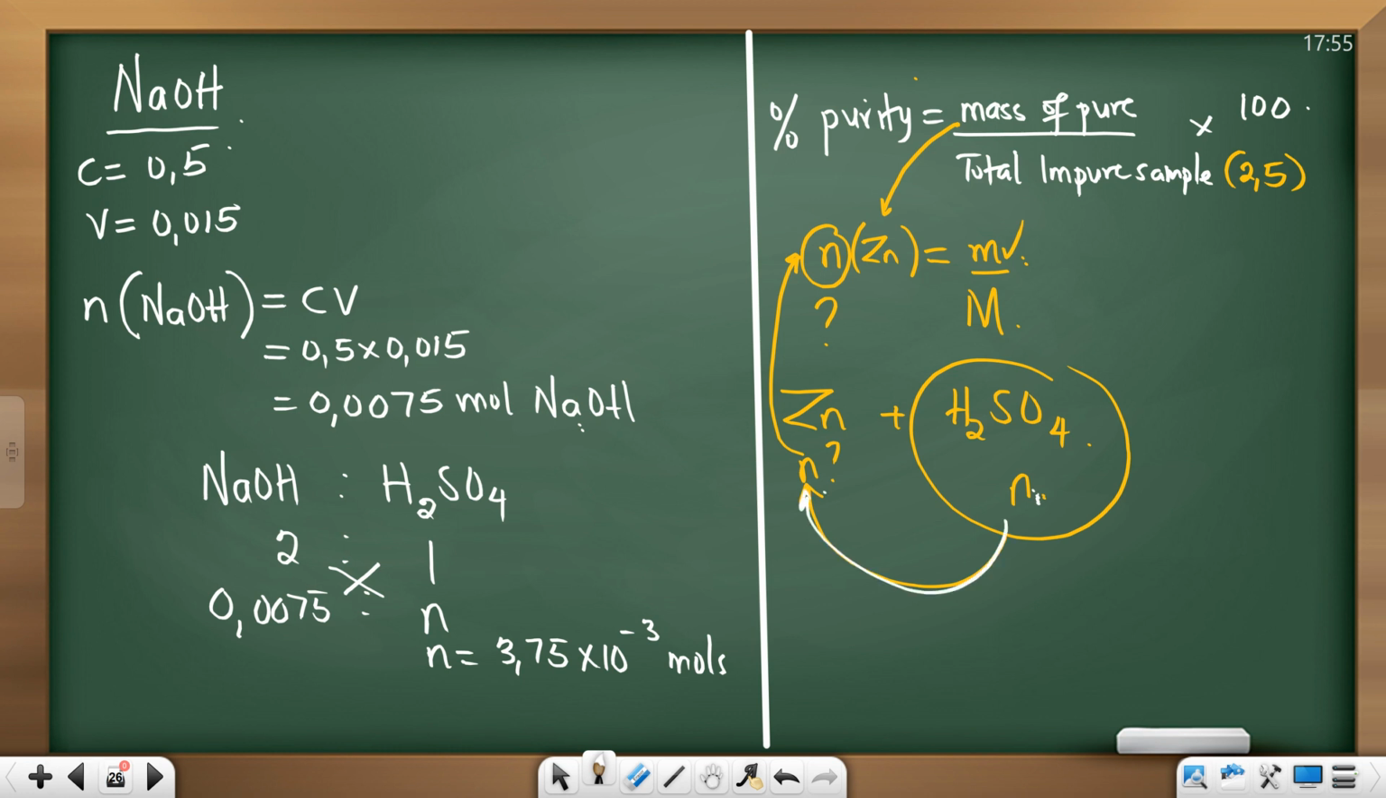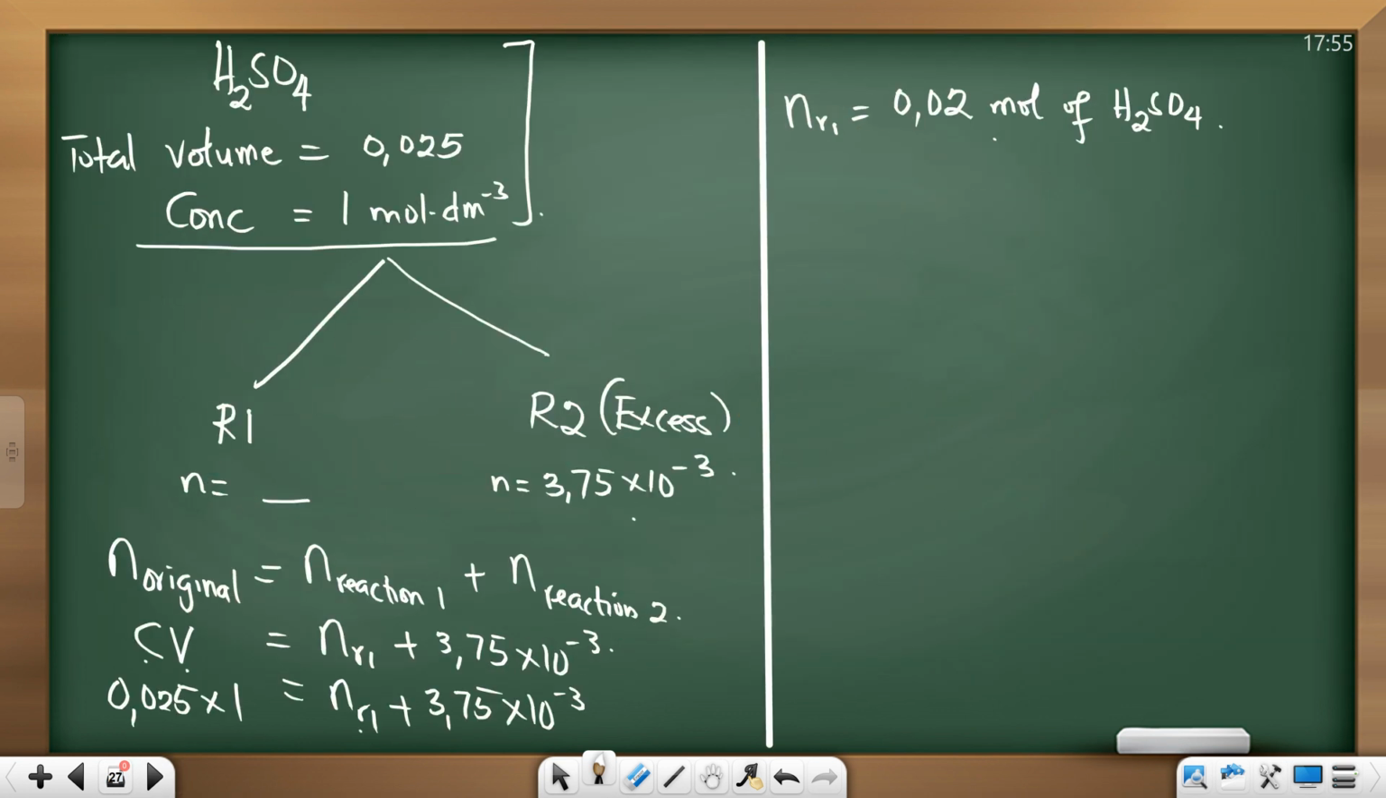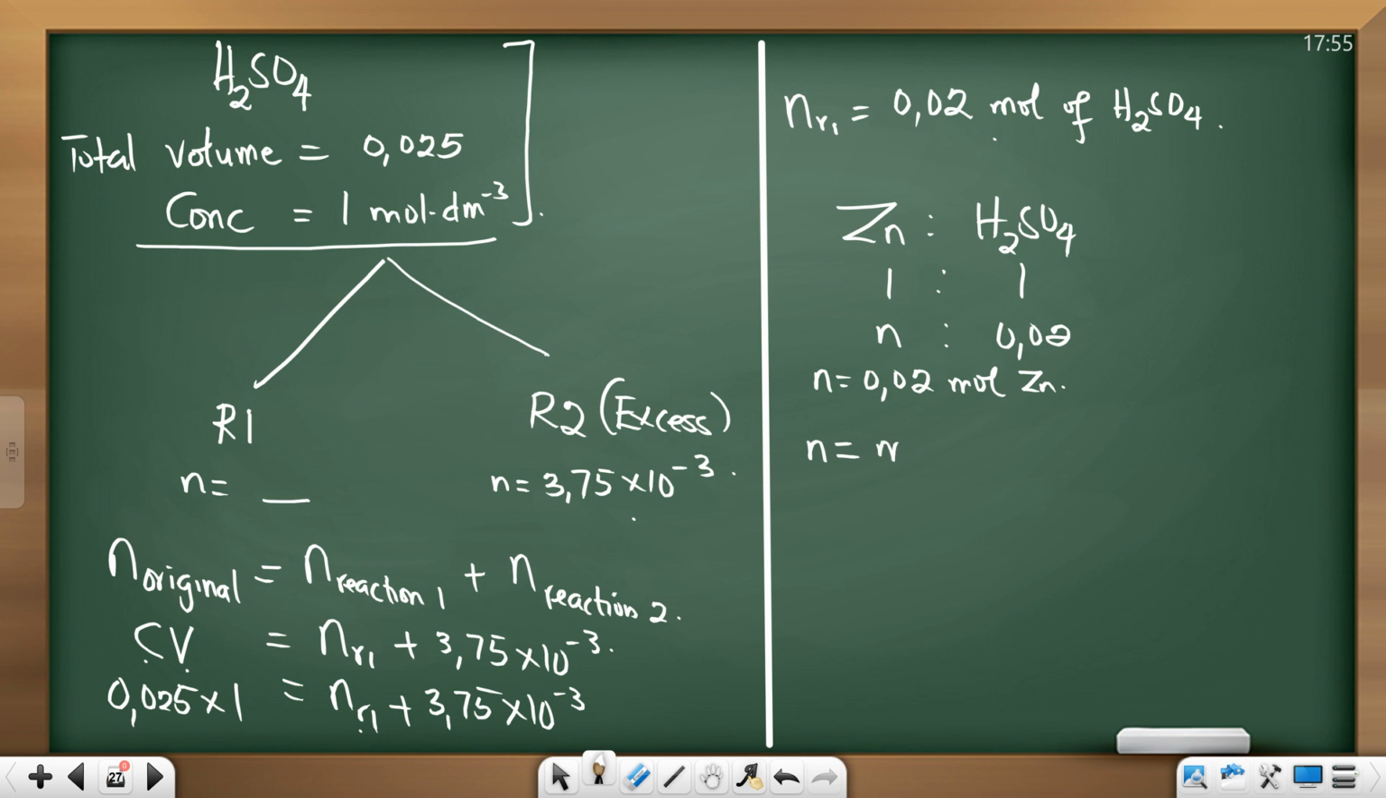Can I use my mole ratio? Let's go back to the question. Is it 1 to 1? Yeah, 1 to 1. Please write your mole ratio. Zinc and what? Sulfuric acid. Do we know the number of moles here? Cross multiply. What is this? Moles of what? Zinc. Can we calculate the mass of zinc that reacted? Zinc is what? 60? 65 or 63.5?